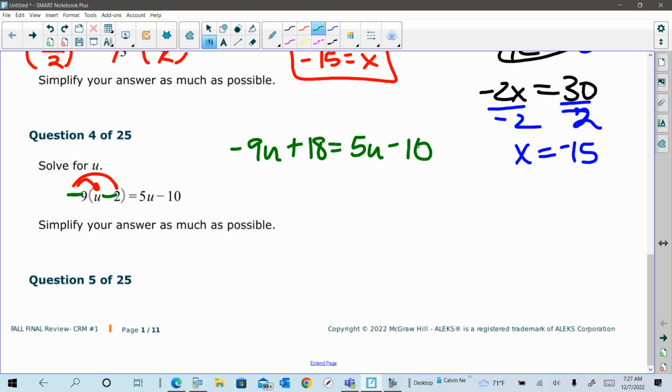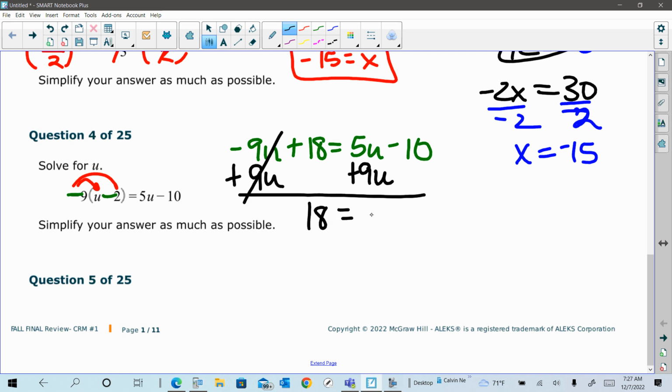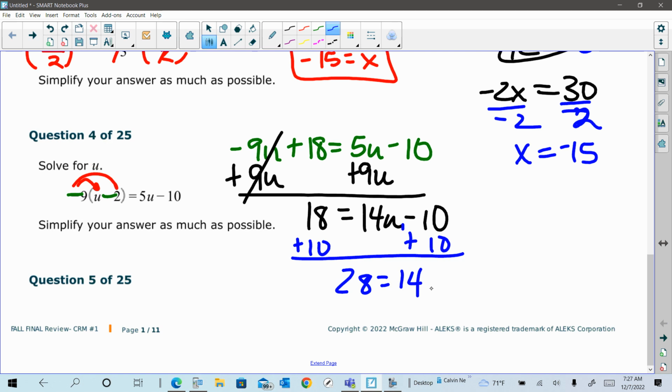All right, to solve for the variable, you should start with the smallest variable, which is this -9u. So just do the opposite, add the 9u to each side. You get 18 equals 14u minus 10. Then isolate your variable term, which is the 14u, by doing the opposite here, by adding 10. So you get 28 equals 14u, and then just divide it by 14. And so u equals 2.